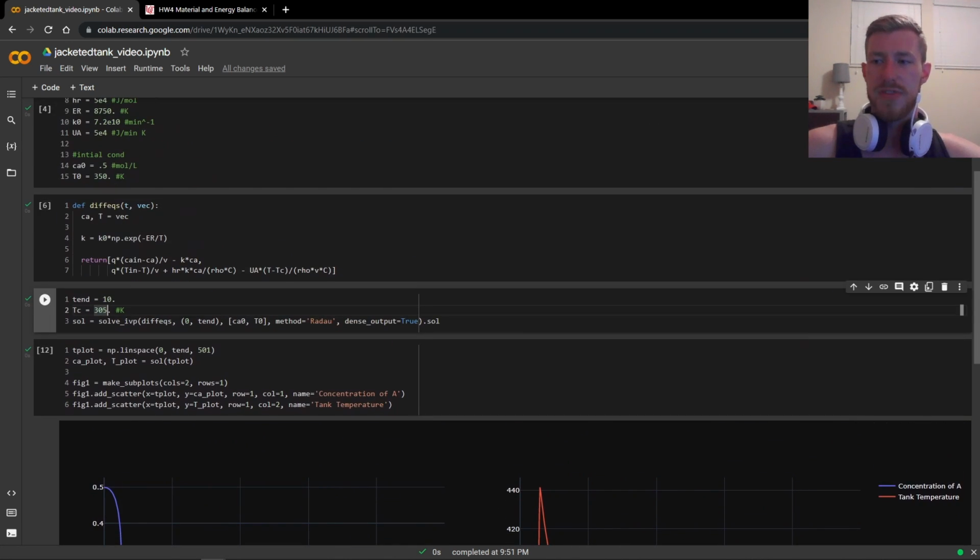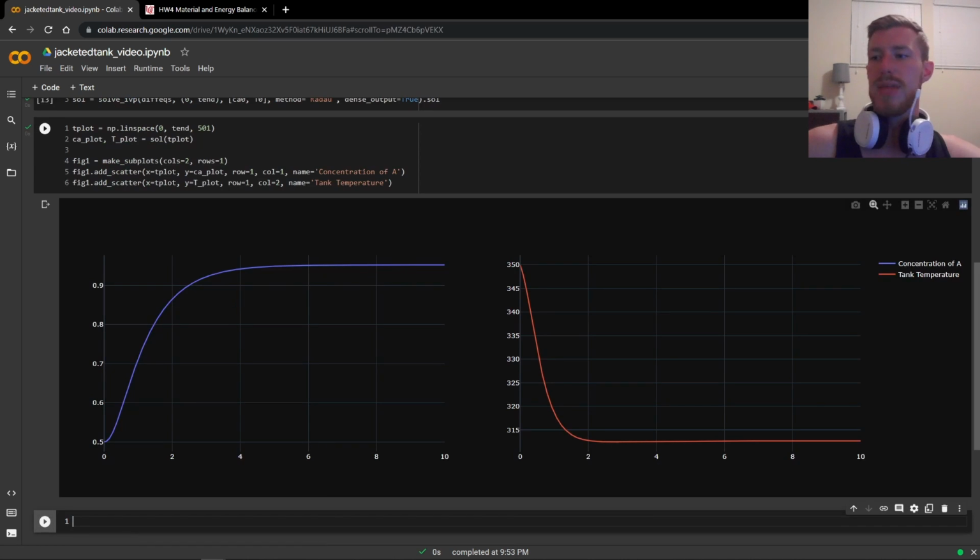So it's much, much preferred that we would decrease the coolant of our tank and get a nice stable reaction that settles out at 0.952 grams per mole of our concentration of A.